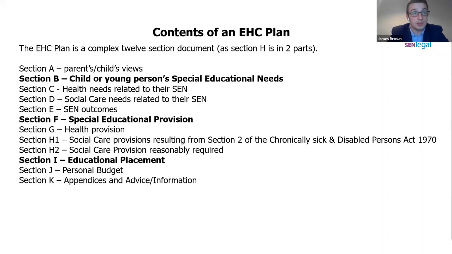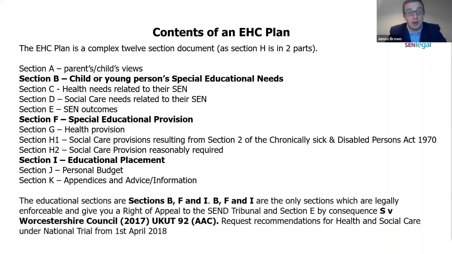Section F is the next important section, which is the special educational provision needed to meet those needs. And then Section I is the educational placement, so the school named in Section I of the plan, which is going to meet all of the needs for your child and deliver that provision. They are the key sections because they are the legally enforceable sections. If you get your EHC plan and you're unhappy with it, you can go to the SEN Tribunal and appeal those sections and have them rewritten, for example.